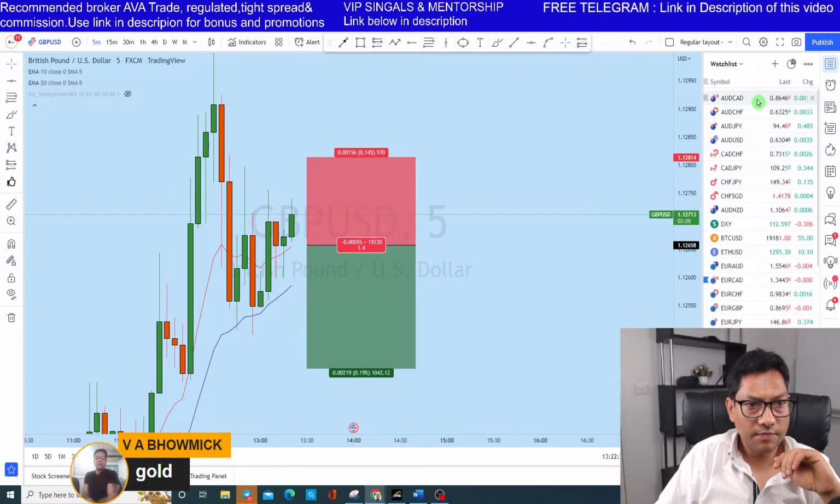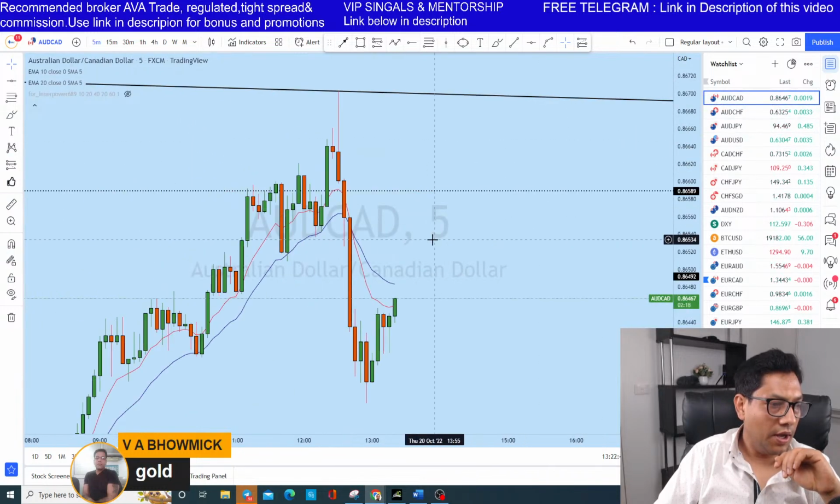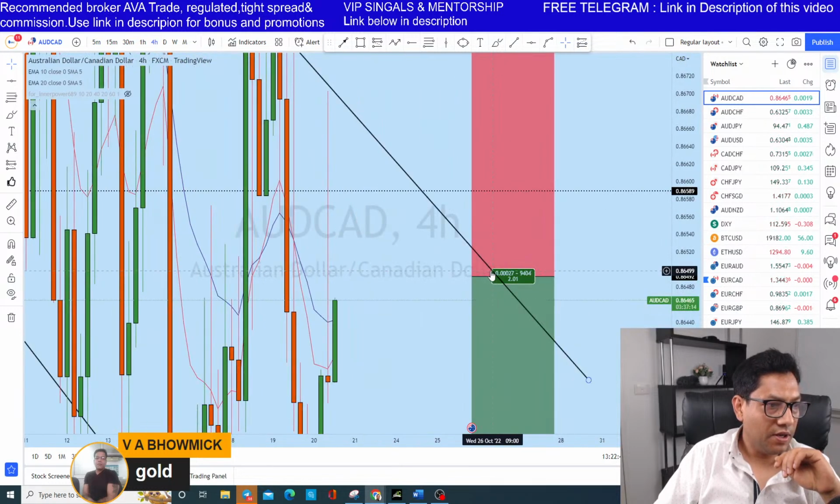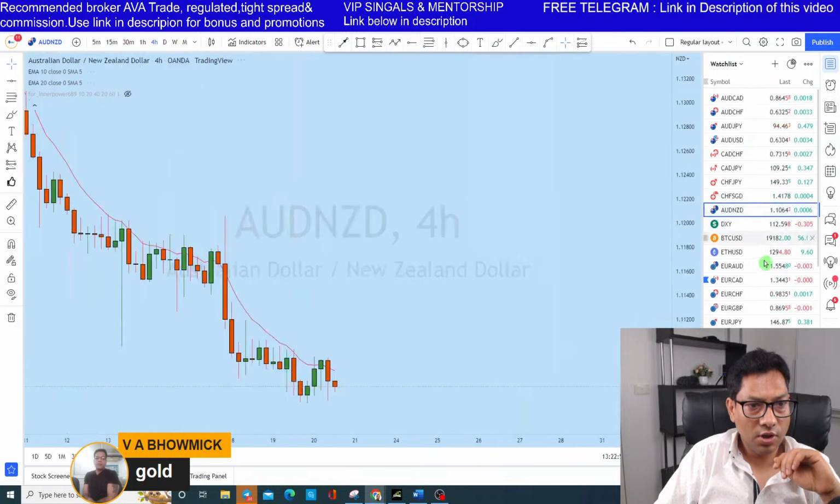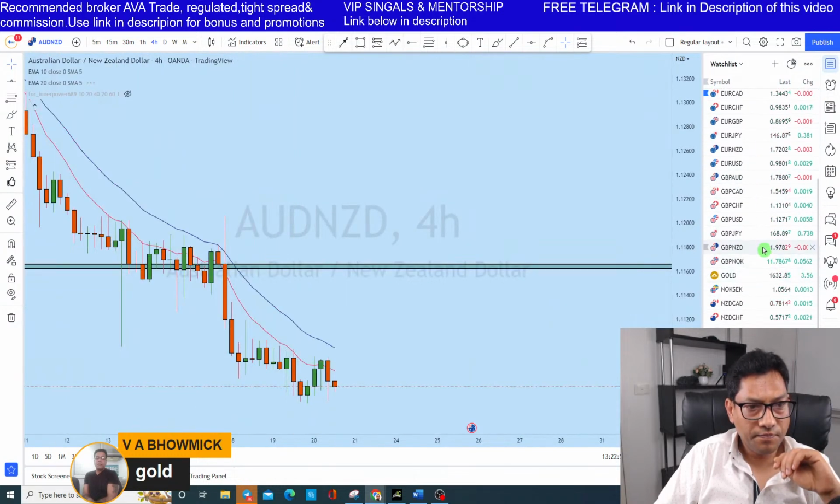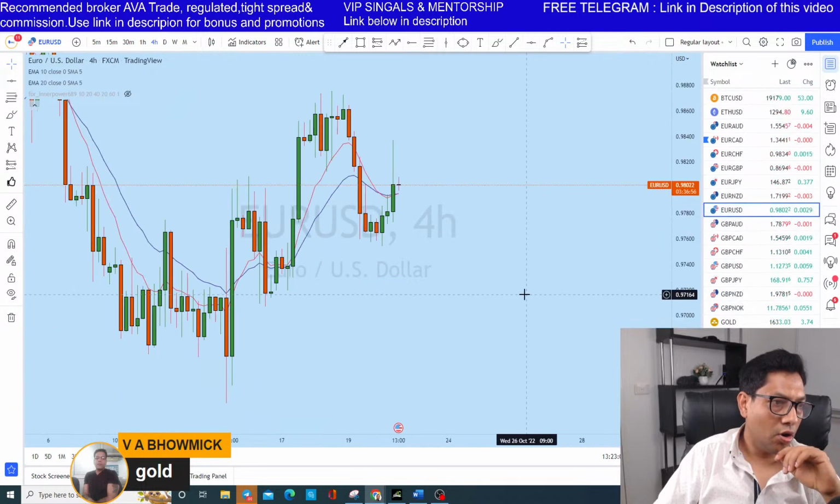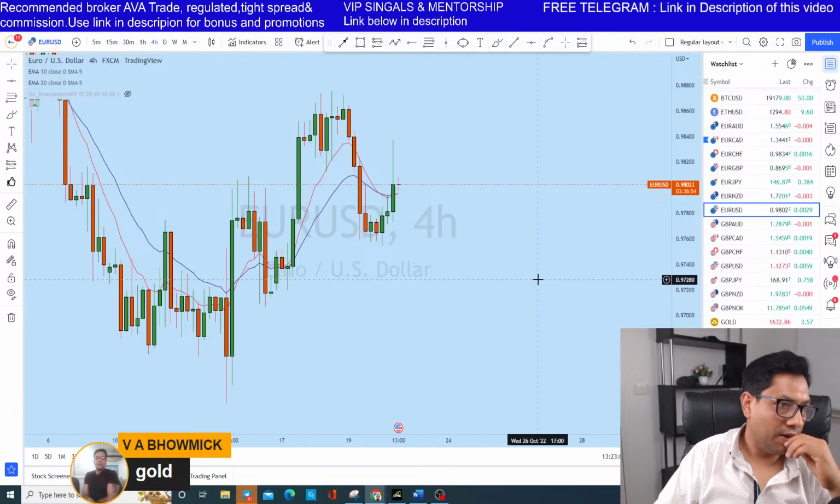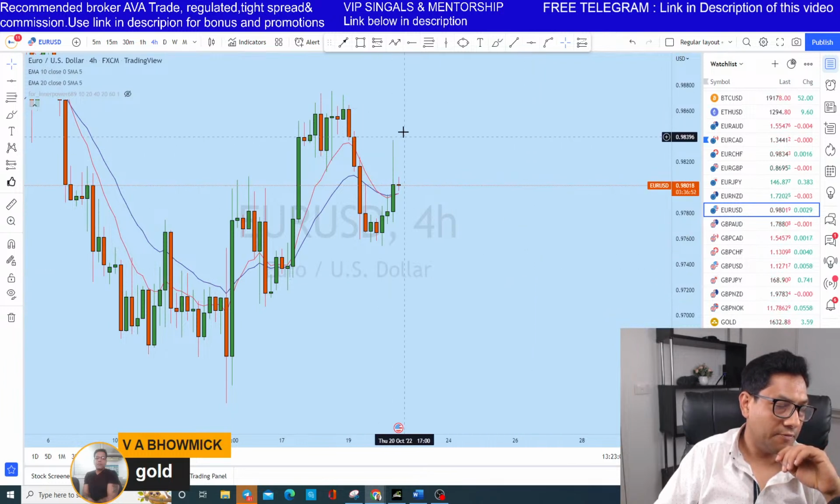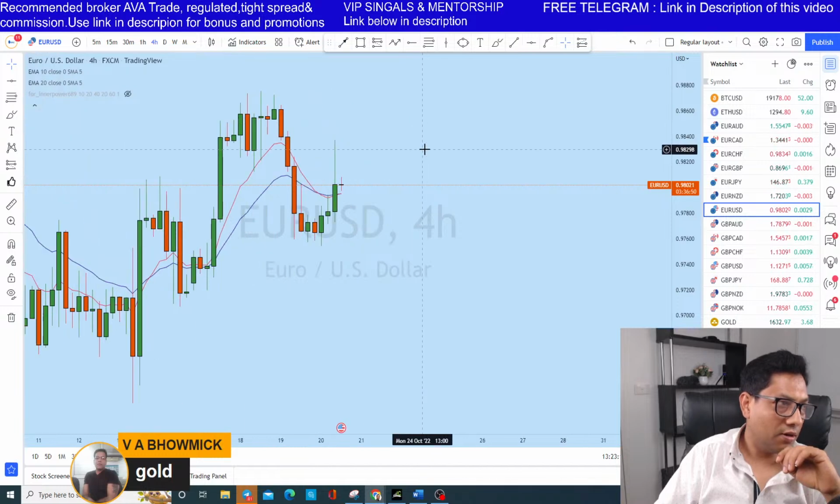AUDCAD, where we have placed a pending order, is going up, and we are expecting it to go up and test this zone. Now let me look at EURUSD. Okay, EURUSD looks to me like a spike.